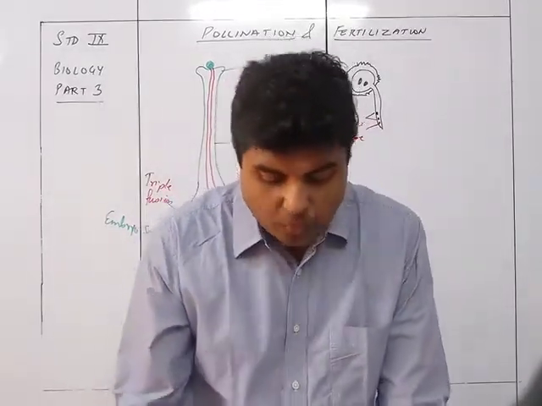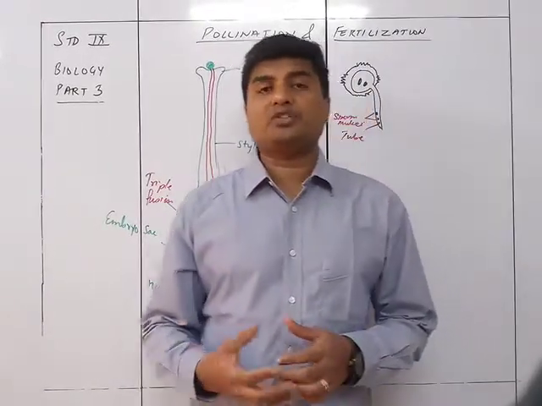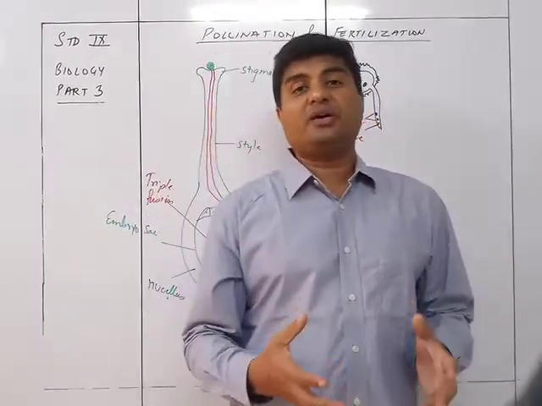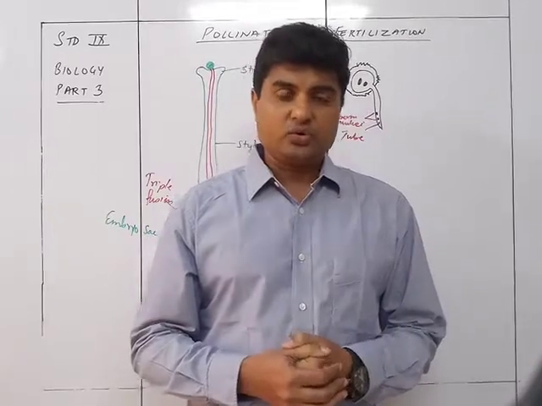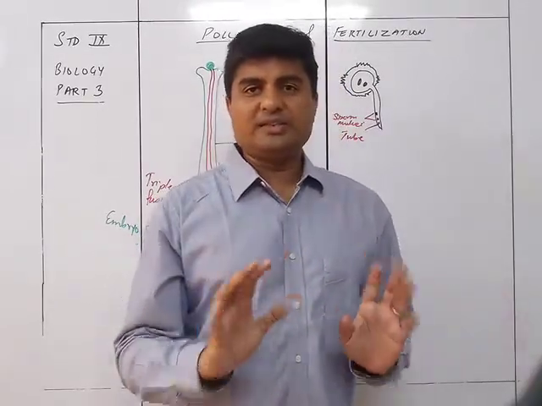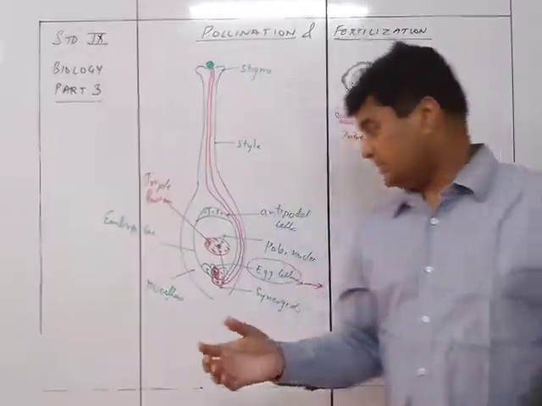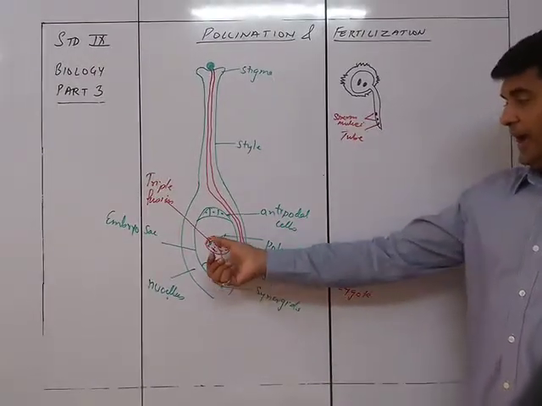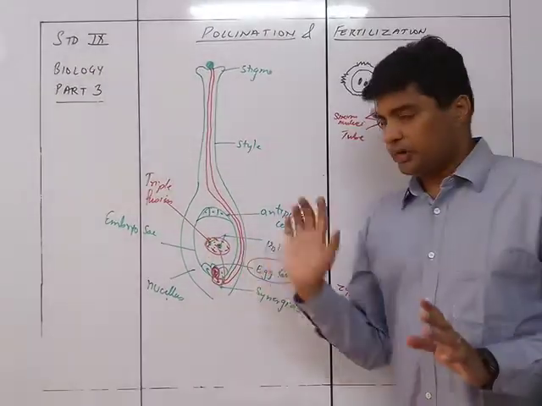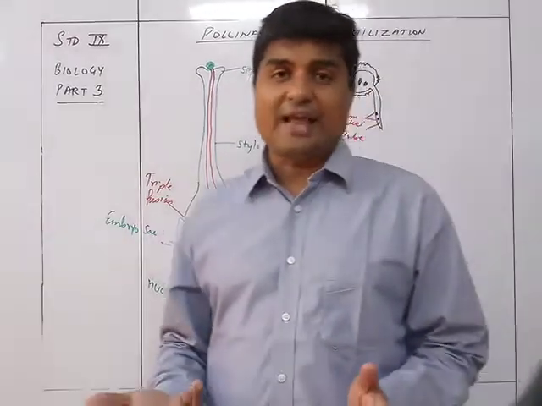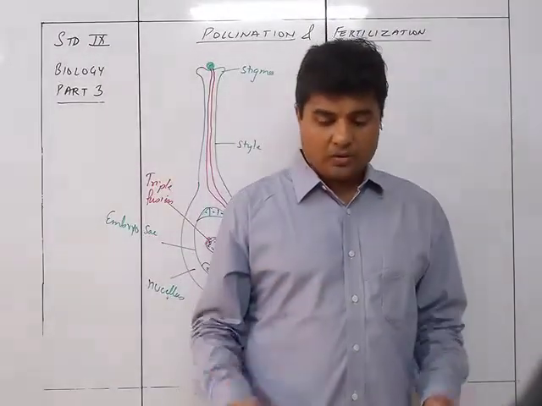Now we see what happens to the floral parts of that particular flower after the fertilization has taken place. So okay, we have seen that the fertilization has taken place. So now the zygote is formed over here and the endosperm is formed over here. Now what else? What exactly happens to that particular flower now?